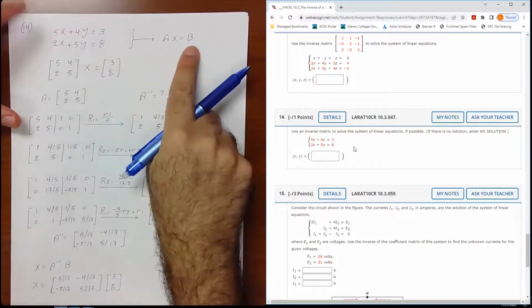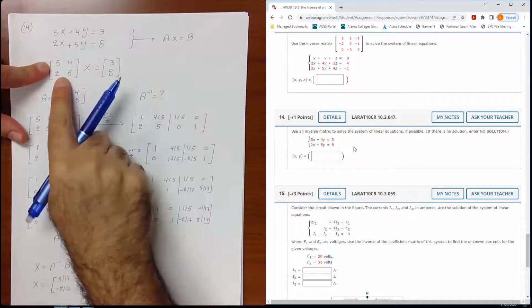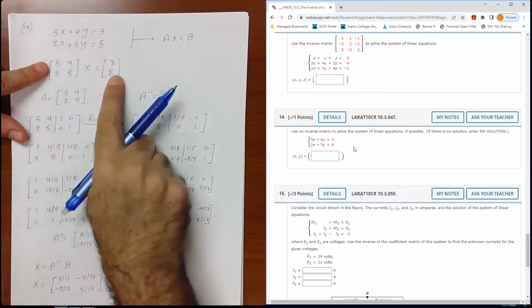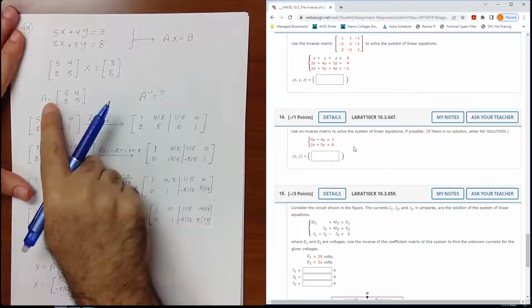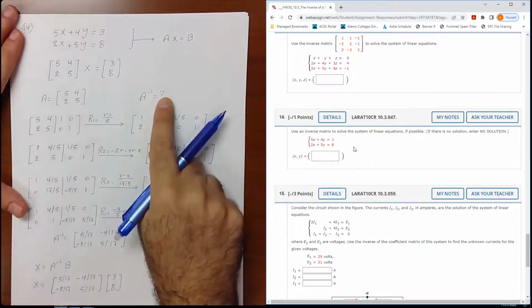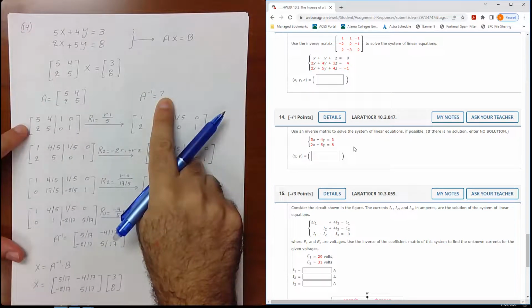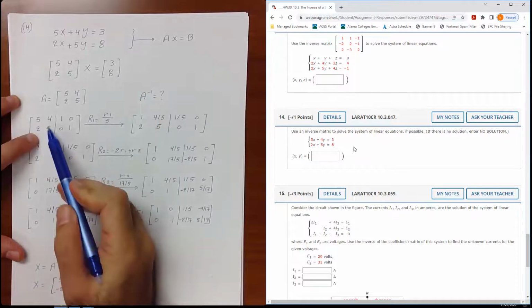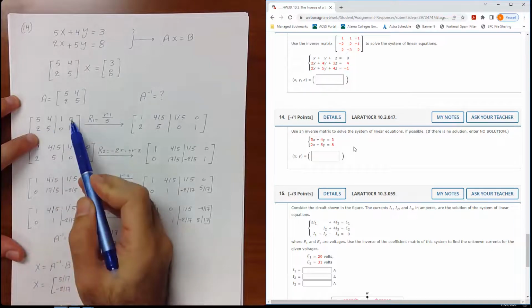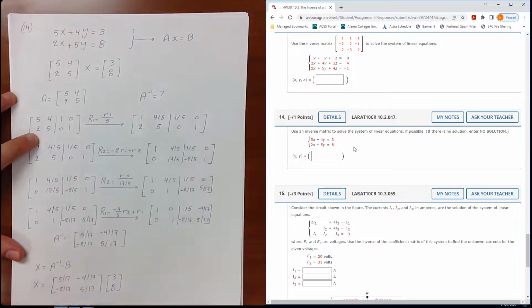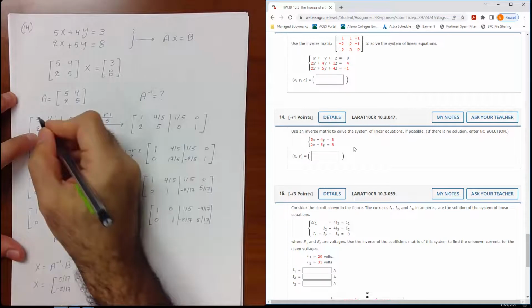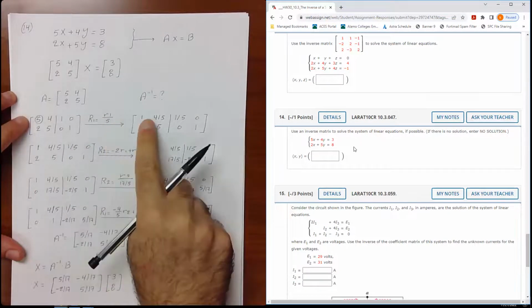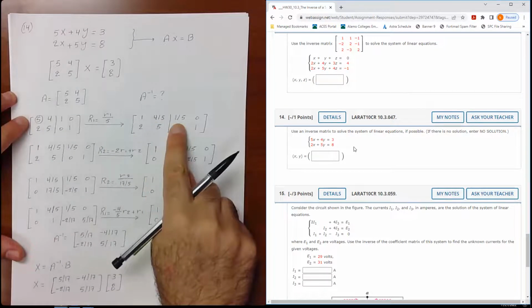AX equal B, that means this is the matrix A, which is the coefficients here for x and y, and here is the matrix B. Now, here's the matrix A, I need to find the inverse. So I'm going to do exactly the same steps as example 6. 5, 2, 4, 5. I'm going to put 1, 0, 0, 1. The first thing, I need to convert this number in this location to 1. So I'm going to divide by 5. So it'll be 1, 4 over 5, 1 over 5, and 0.